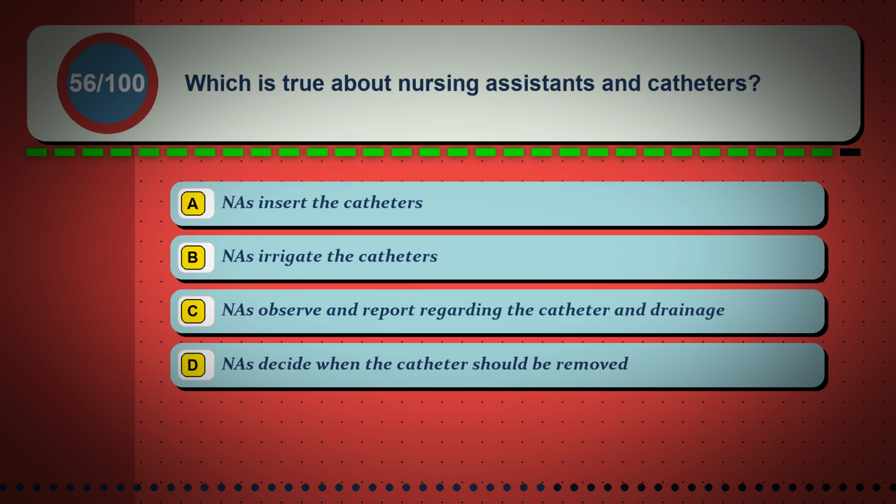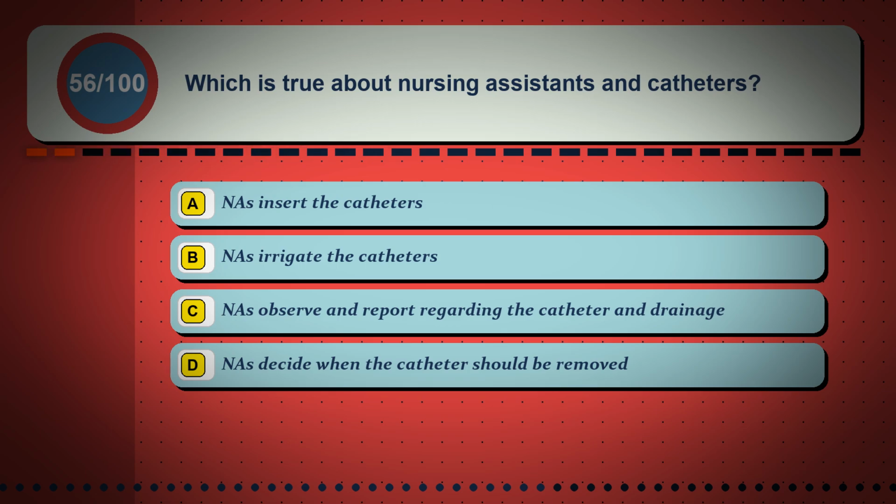Question 56. Which is true about nursing assistants and catheters? Option A, NAs insert the catheters. Option B, NAs irrigate the catheters. Option C, NAs observe and report regarding the catheter and drainage. Option D, NAs decide when the catheter should be removed.